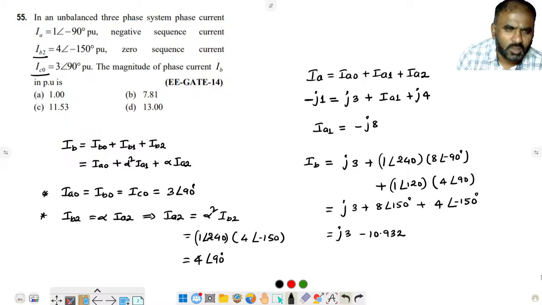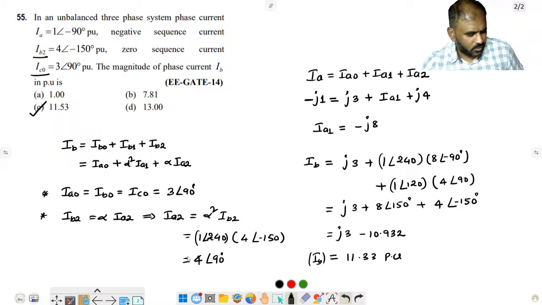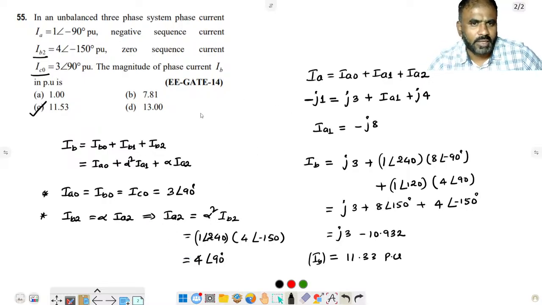So the best or nearest answer is what? 11.53. So the option is C. The magnitude of IB is approximately 11.33. This question was given in GATE 2014, again for 2 marks, and there is another question.